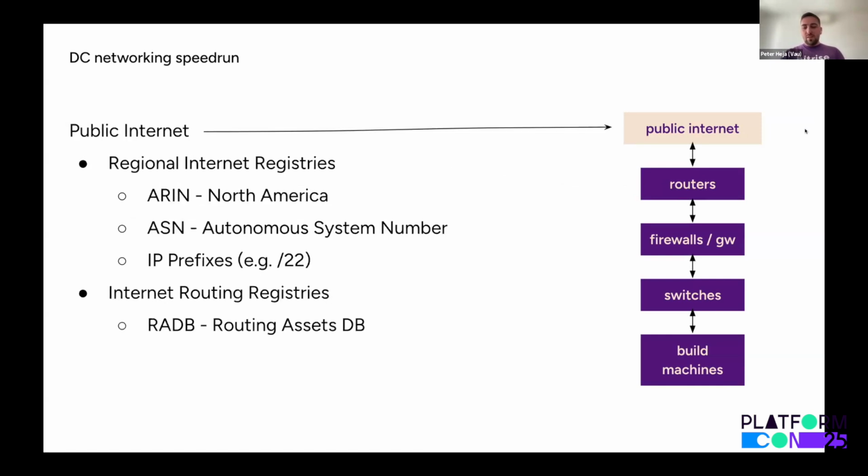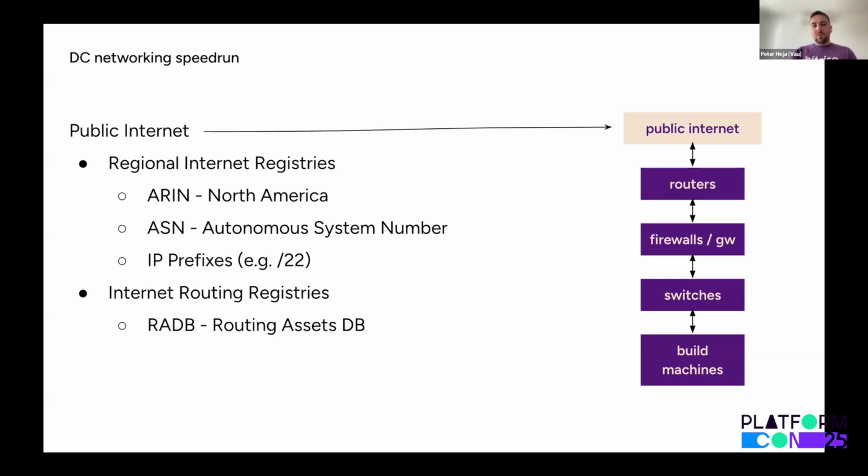Cool. And public internet. Why does anybody accept our traffic? So there are regional internet registries such as ARIN, which is operating in North America. There are as many regional internet registries as continents, basically. There is one for Europe, one for Africa, and so on. Here you can have an autonomous system number. This is basically your name on the internet, let's call it that.